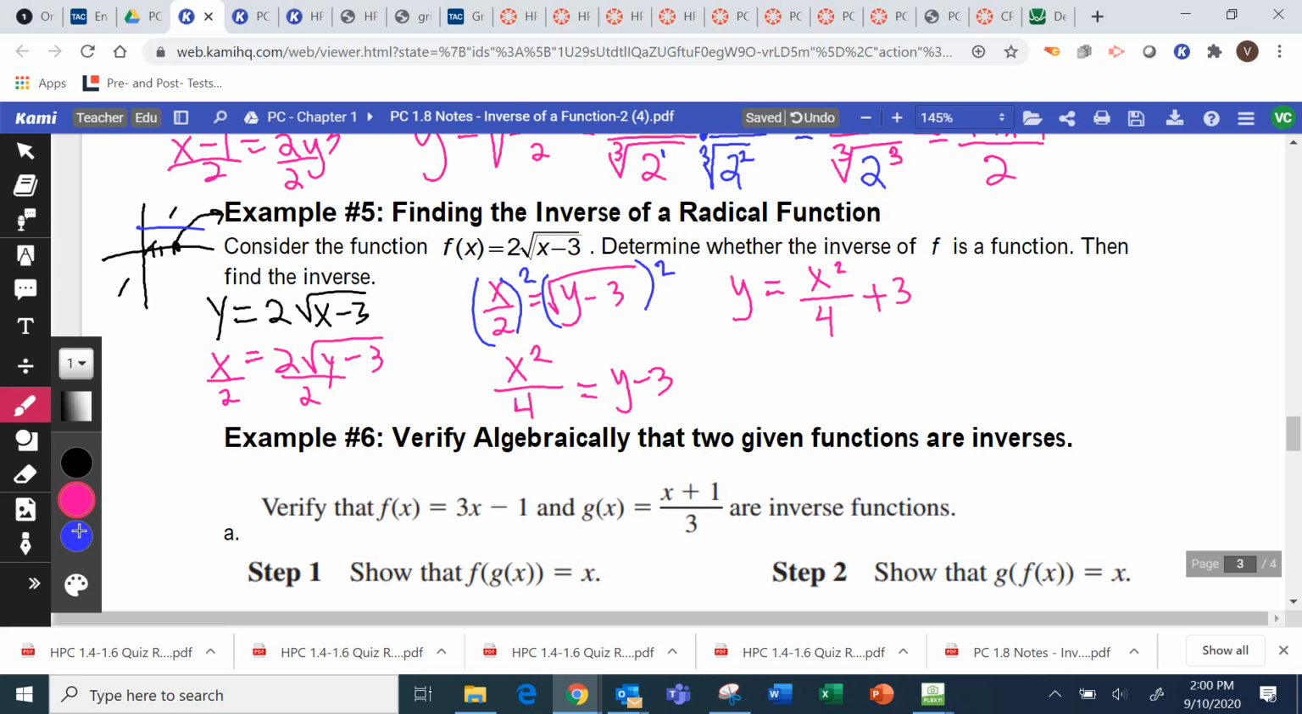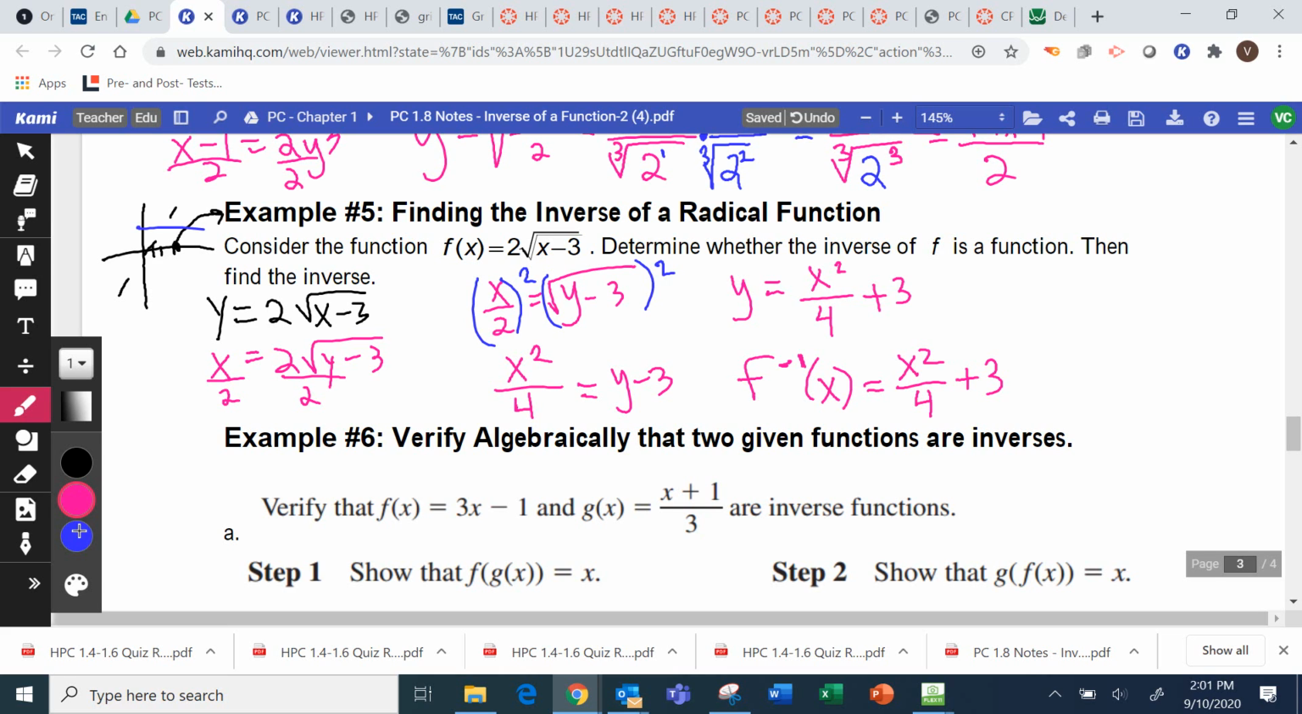So now I know that this should be a function, so I will put it in function notation. F inverse of x equals x squared over 4 plus 3. But then I'm going to tell you that's not the full right answer. I'll wait for some people to catch up.